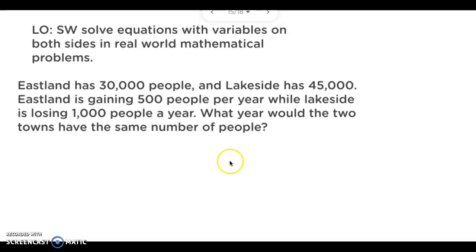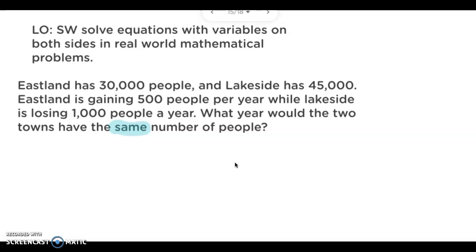The key that you're going to be looking for on these problems, ladies and gentlemen, is the word same. Most of the time, this word same is going to be available in the problem. So when you see the word same, you need to be thinking equations with variables on both sides, okay?